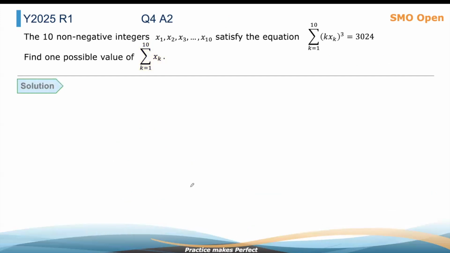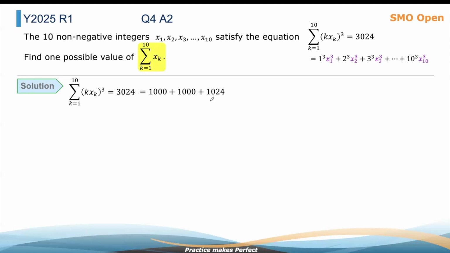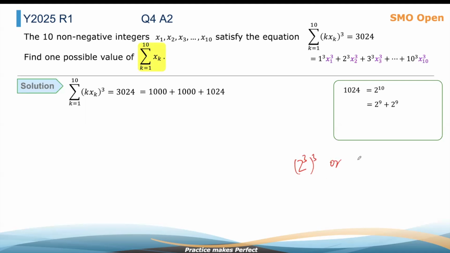The other way is we know 3024, we can write it as 1000 plus 1000 plus 1024. We know 2 to the power of 10 is 1024. 2 to the power of 10, we can split as 2 to the power of 9 plus 2 to the power of 9. 2 to the power of 9, we can write it as 2 to the power of 3 to the power of 3, or 2 to the power of 3 times 2 to the power of 2 to the power of 3, equal to 8 cube plus 2 cube times 4 cube.